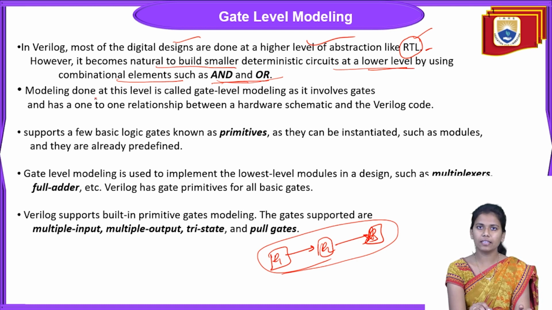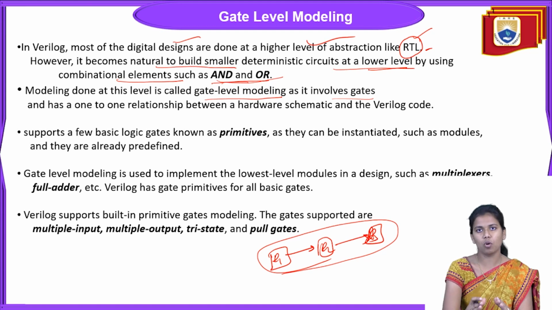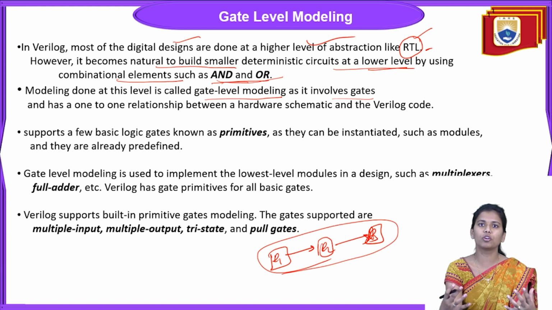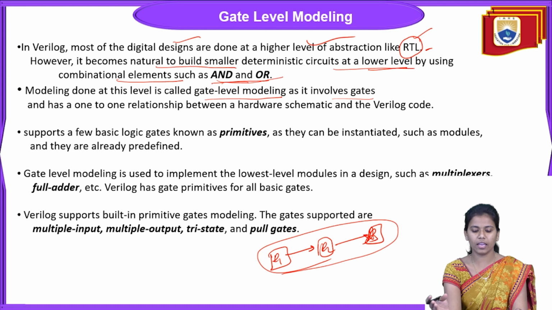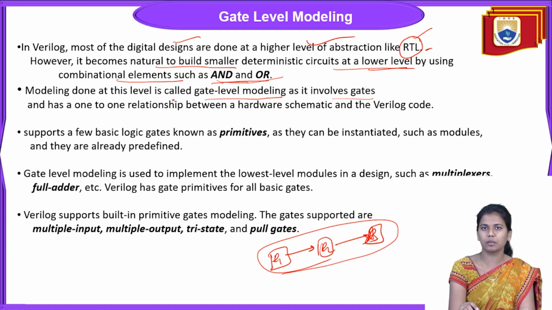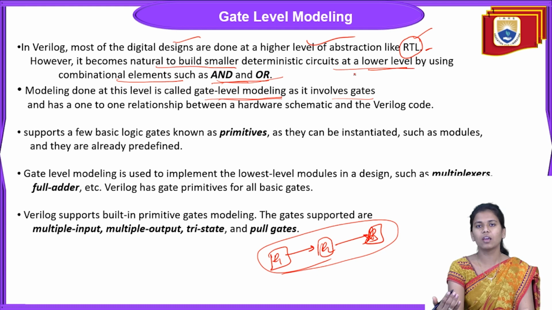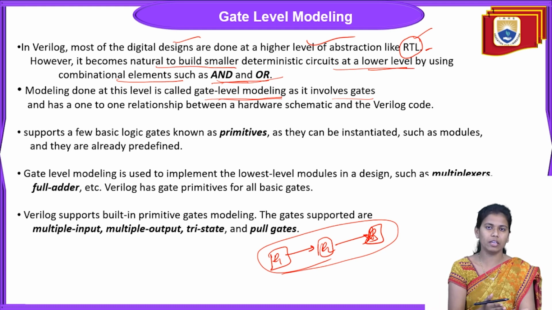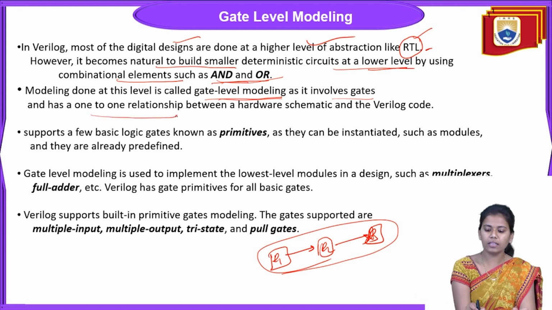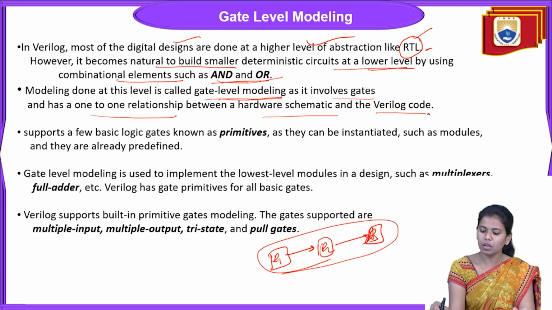Next, modeling done at this level is called gate level modeling, as it involves gates. This sentence clearly says that whether it is a small circuit or a complex combinational circuit, when you are designing a circuit with gates, that modeling is the gate level model. Why? Because it involves gates. You can see the involvement of gates at the input side as well as the output side. And it has a one-to-one relationship between hardware schematics and the Verilog code.